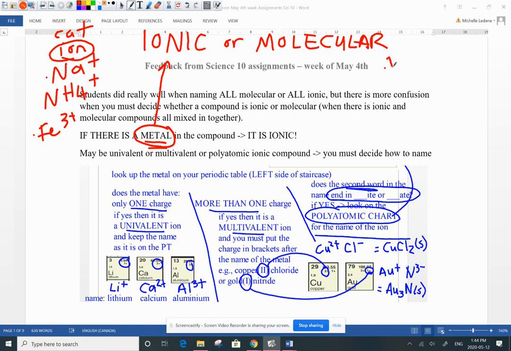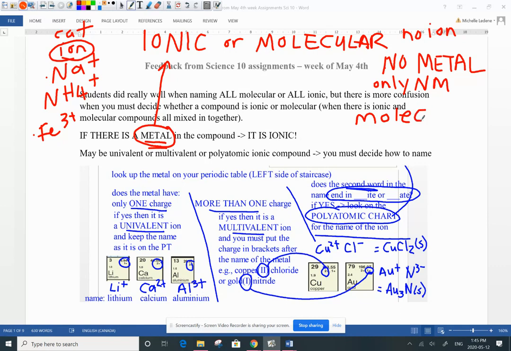Molecular compounds, that is not true. There are no metals in these guys, right? So if there's no metal, it's only non-metals. Those guys that are found on the right side of the staircase, okay? Guys like carbon and oxygen and then some of your diatomics, right? So there are no metals and there are no ions. These guys don't make ions. You're going to learn about how there is sharing of electrons to make molecules.